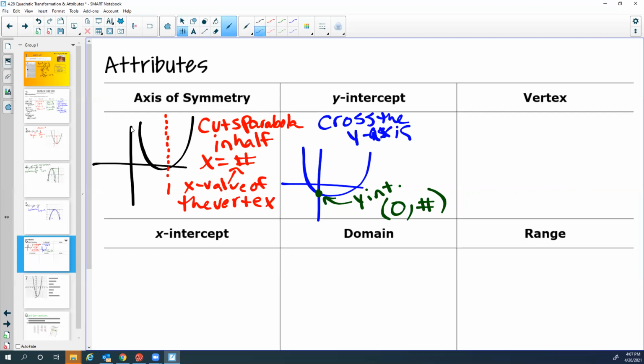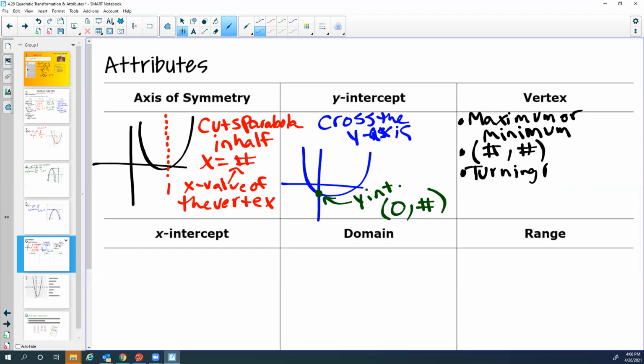Next, my vertex. My vertex can be a maximum, which means it's my highest point, or it can be a minimum, which means it's my lowest point on my parabola. It's going to be written as a coordinate. It's your turning point. So for instance, if this was my x and y, if this was my graph, and then there's my parabola, the turning point, that lowest point, would be my vertex.